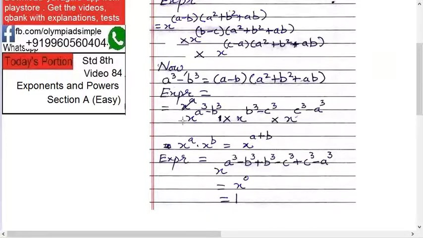So x raised to a, b, we'll see this capital A, capital B, capital C, means we can add them using this formula. Okay, or you can call this identity. So x raised to a minus b plus a cube minus b cube plus b cube minus c cube plus c cube minus a cube. Now if you do this, it will become x raised to 0. Now that becomes 1. So that is the answer.